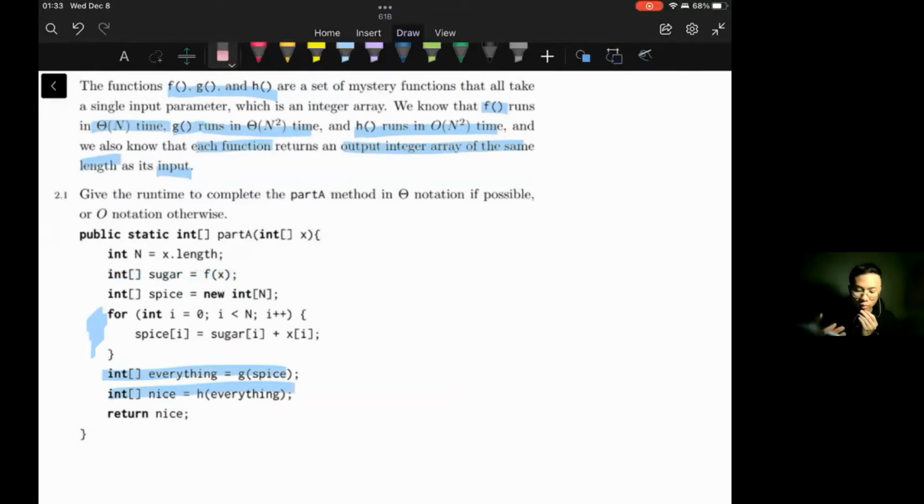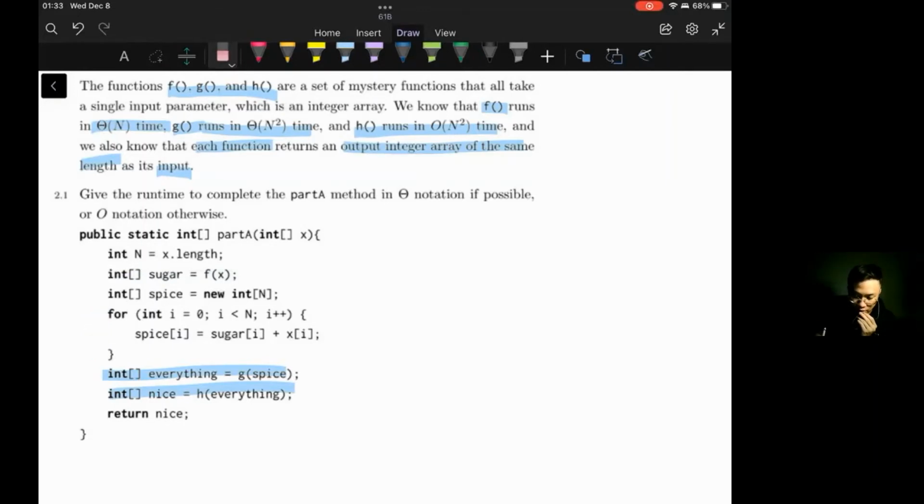And for the for loop, we know that it iterates through the 3 arrays, that is x, sugar, and spice, for n times to update the value at the n indexes of the spice array. So we are pretty sure that this will be a big Theta linear function. So we can also ignore this.